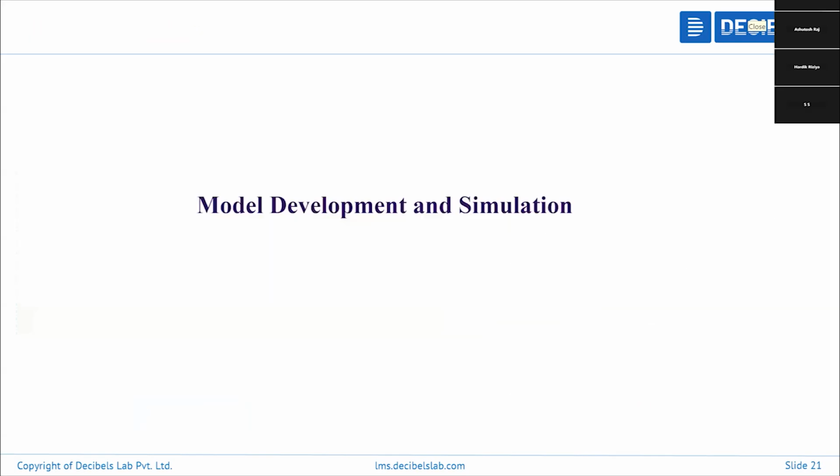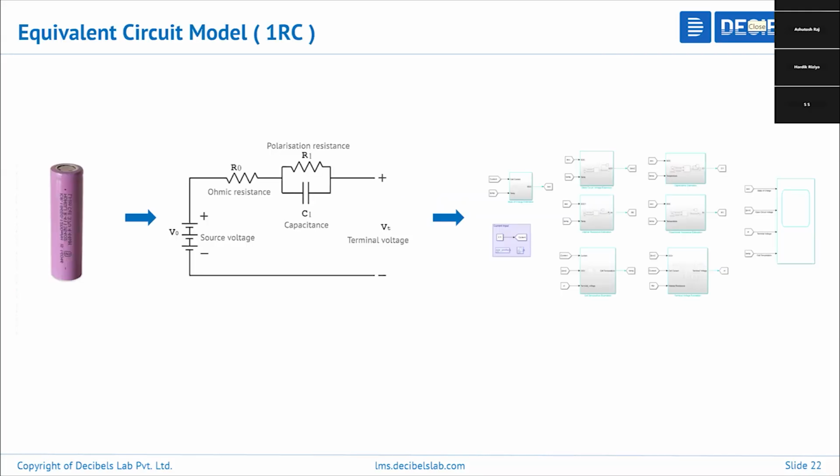Now we will go a bit into how to develop the model and how to go with the simulation part. You can see here, if we have a battery, we can model it as a one RC circuit. For a two RC circuit, we have to go with two RC branches. Just for simplicity, I am going with the one RC model only, and you can see we have developed our model here.